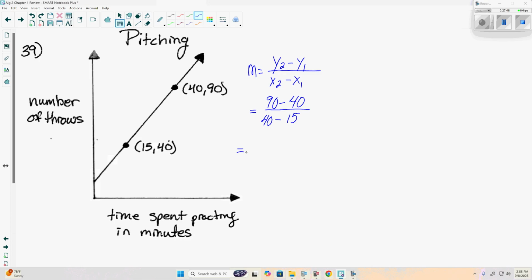At this point here, can I type the whole thing into the calculator? Yeah, I can grab the little yellow calculator, say 90 minus 40 over 40 minus 15, and it'll tell us the slope. If we did it by hand, 90 minus 40 is 50. 40 minus 15 is 25. 50 divided by 25 is 2.